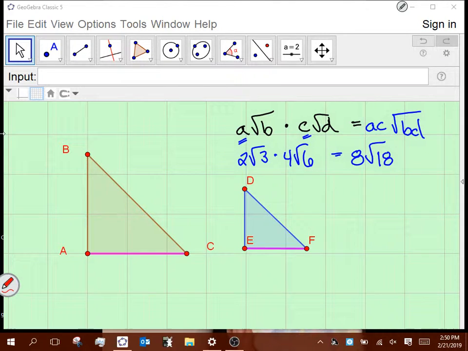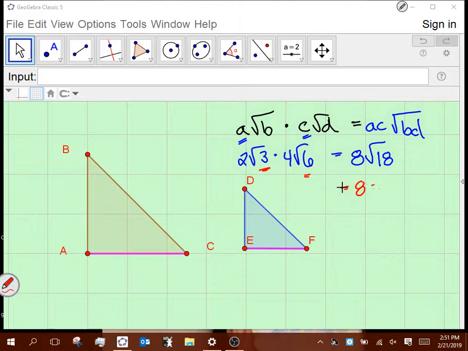Now think about this. 3 and 6. They have a common factor, right? What's the common factor between them? 3. So when those common factors of 3 get multiplied together, they develop a perfect square, don't they? So when I take 3 and 6 and multiply them together to get 18, I have now created a radical that is not simplified. And that perfect square that's going to be in here is 9. Does that make sense, everybody?